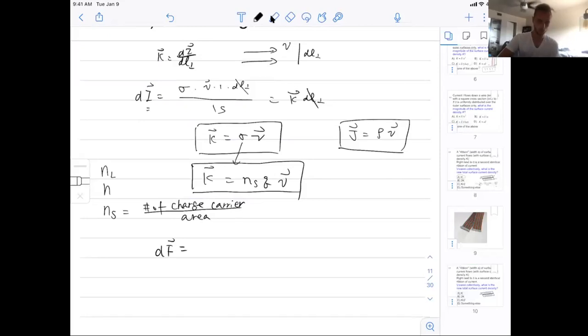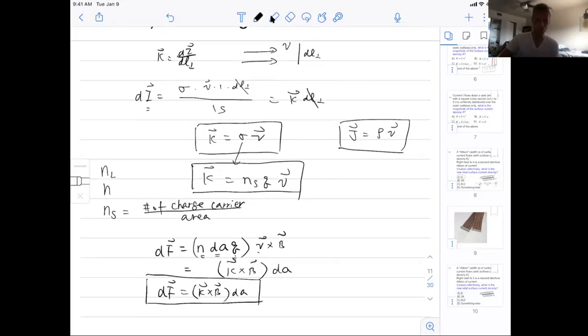Force is now going to be N times dA times q. So N is the number of charge carriers per area, times the area, is the total number of charges, times the coulomb is the total amount of coulombs, times v cross B. Okay, and again, I'm going to move N, q, v together and write it using K. Right, so it's K cross B times the area dA. So dF is K cross B times dA.